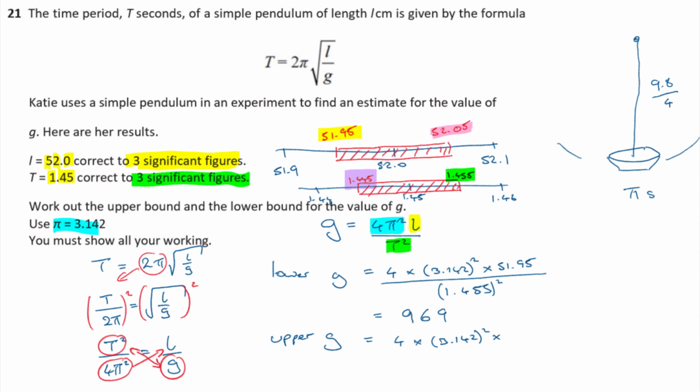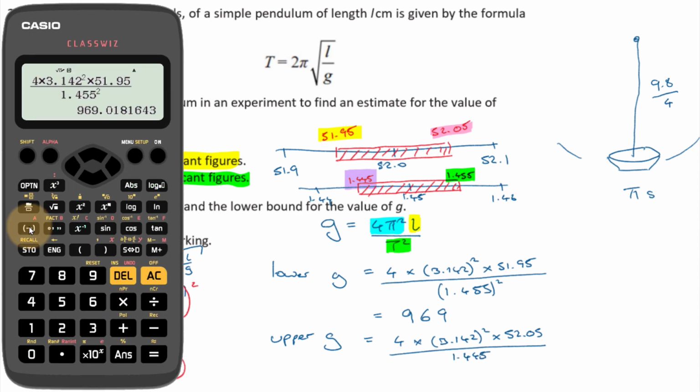So times by biggest L, 52.05, over smallest possible t, 1.445. What does that give me? 4 times 3.142 squared times 52.05 divided by, oh, I forgot the square again. I'm not very good at putting that square in. Divided by 1.445 squared. Okay. Oh, that comes out to be 984.